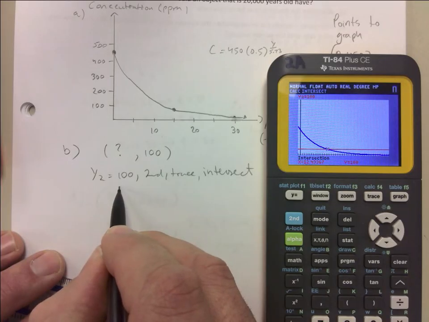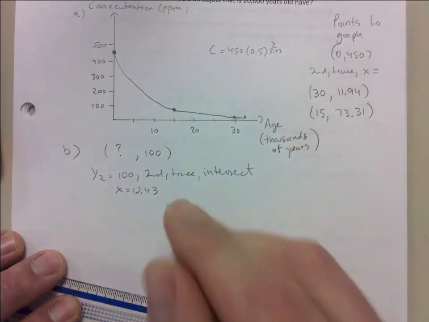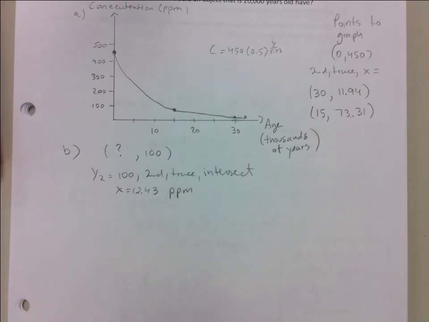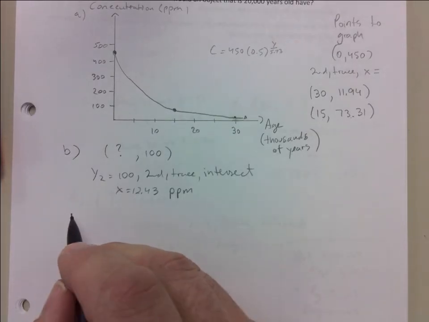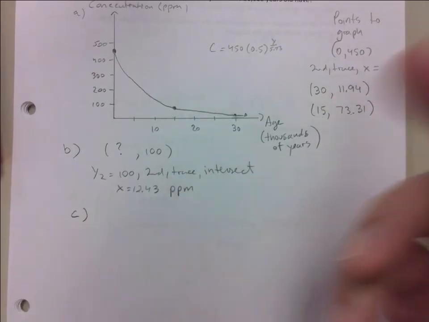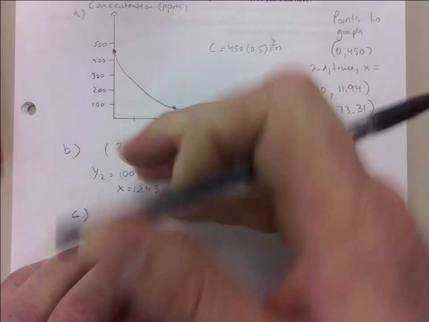And there it is. X is equal to 12.43 ppm. Parts per million. Okay. That's X. Oh, I'm supposed to use Y, right? Oh, yes. Concentration is 100. I found my... sorry, guys. Yikes. Pay attention, right? Pay attention.